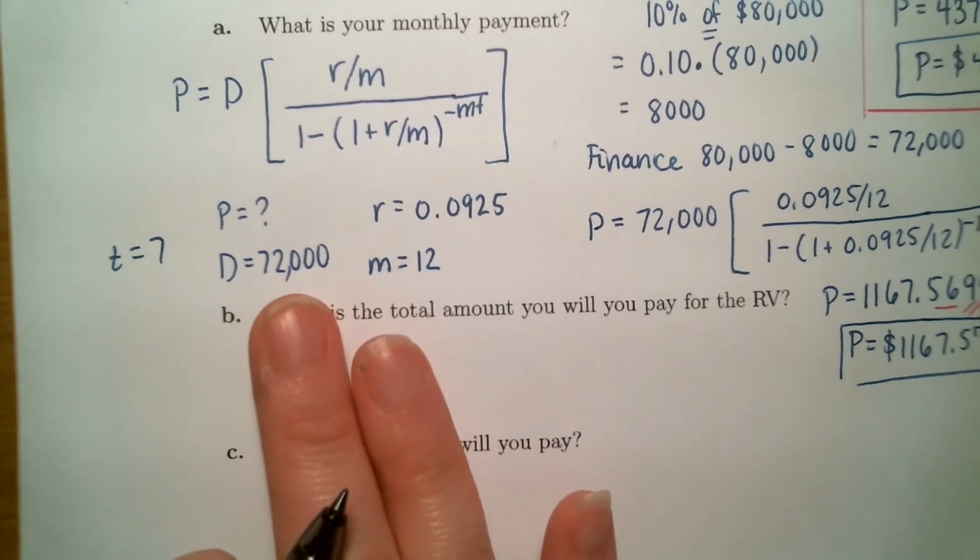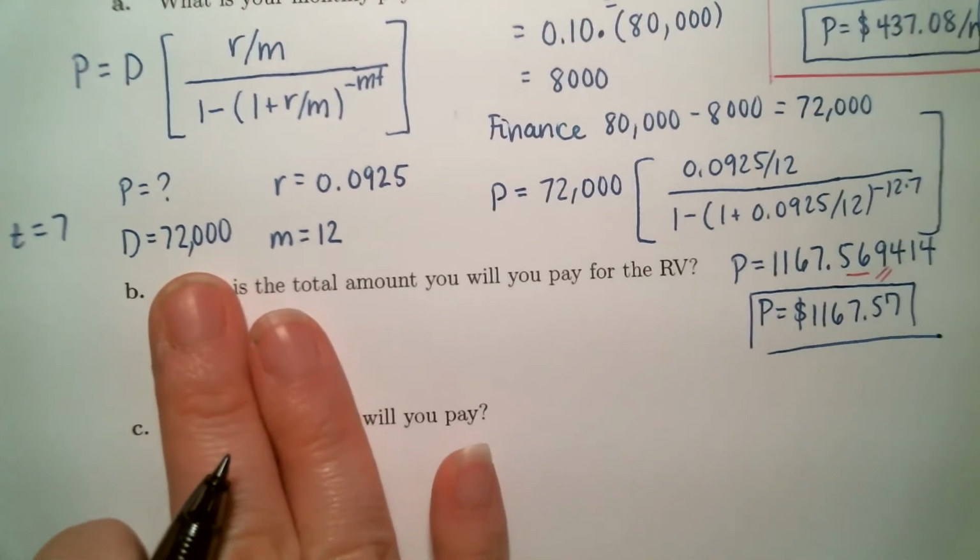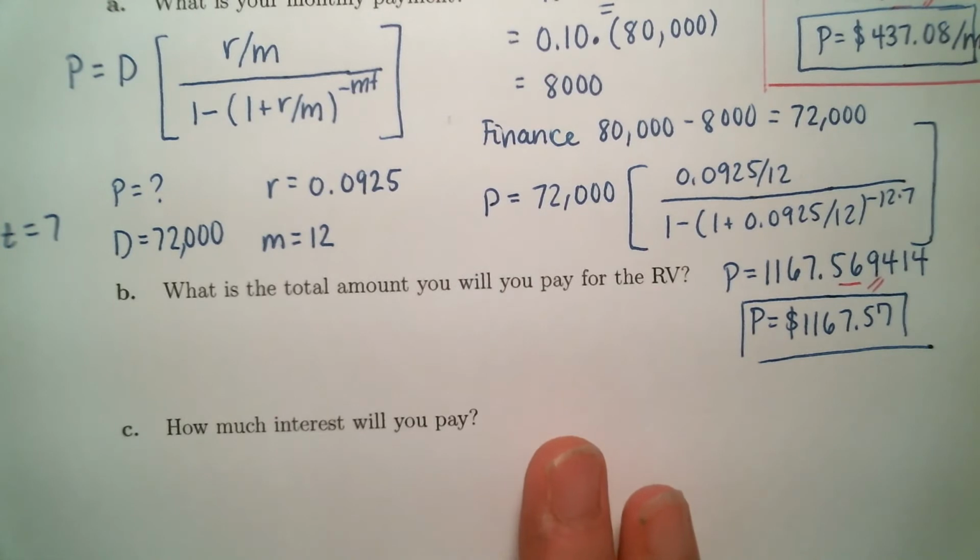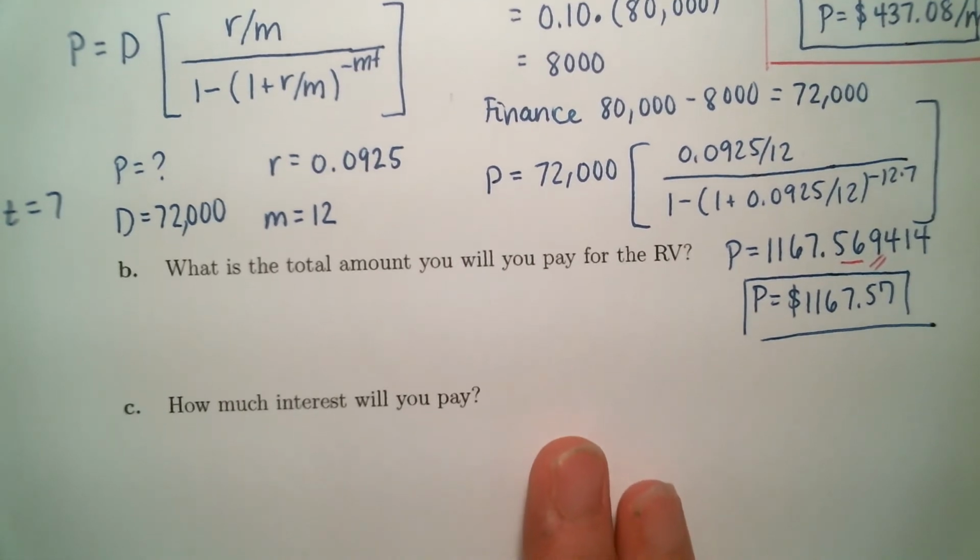Again, cannot emphasize enough that this monthly payment is not only going towards the principal, or towards paying off this $72,000, but it's also going towards paying off any interest that has been accrued. That payment is taking care of both principal and interest.